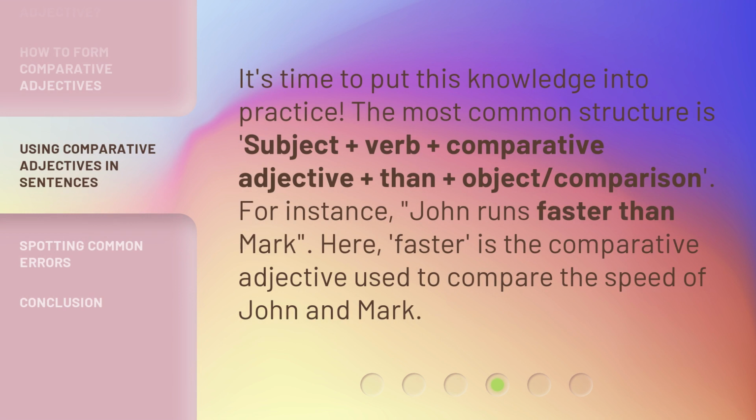It's time to put this knowledge into practice. The most common structure is subject plus verb plus comparative adjective plus than plus object of comparison. For instance, John runs faster than Mark. Here, faster is the comparative adjective used to compare the speed of John and Mark.